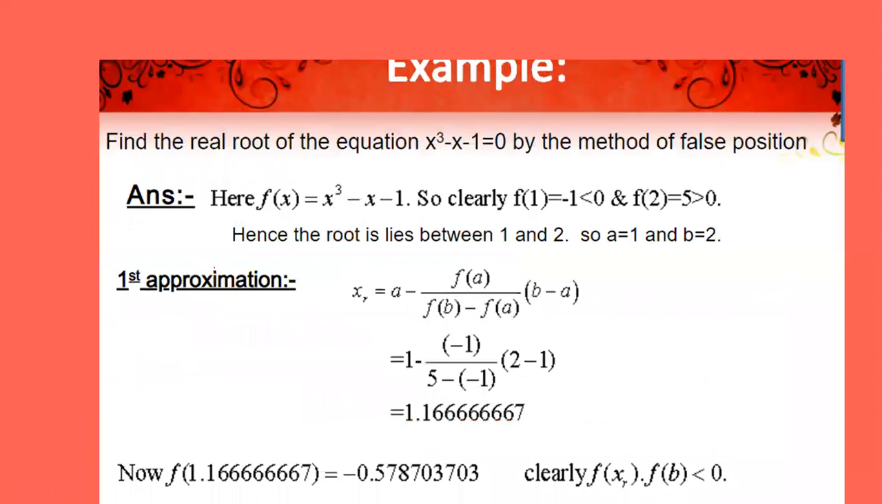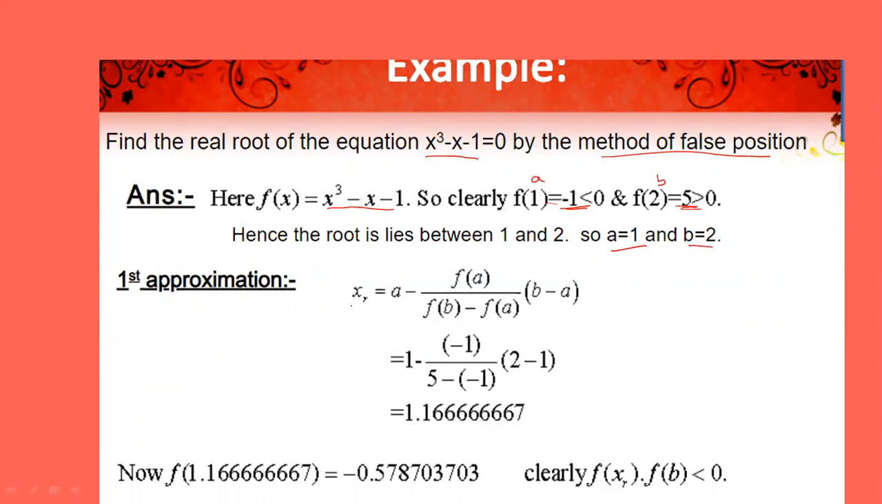Find the real root of the equation x cube minus x minus 1 is equal to 0 by the method of false position or regula falsi method. Here f of x is equal to x cube minus x minus 1. By substituting, f of 1 is 1 cube minus 1 minus 1, which is minus 1, less than 0. f of 2 is 5, greater than 0. So for 1 it is less than 0, for 2 it is greater than 0. So this is your a and this is your b. So a is equal to 1 and b is equal to 2.